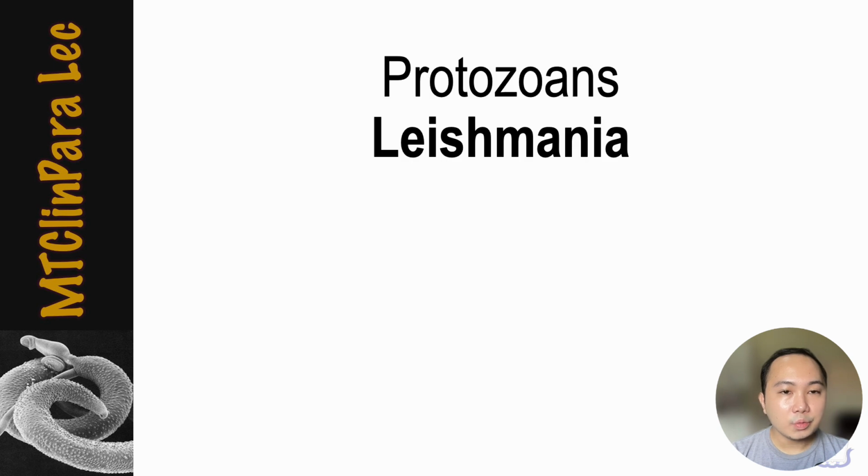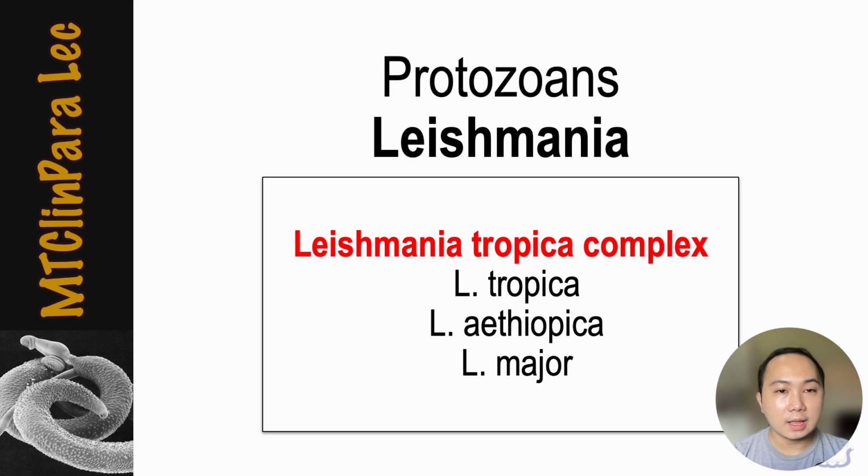So now we're done with our Leishmania, the general information about Leishmania. So let's move on to the parasites themselves, okay? So let's move on to the first complex. We have your Leishmania tropica complex. So this is represented by Leishmania tropica, Leishmania aethiopica, and Leishmania major.